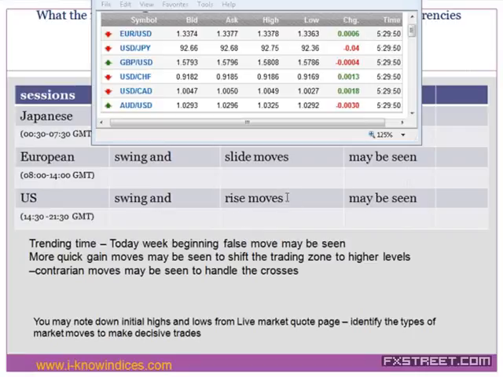See, the initial highs and lows are not used by me. They use it. So I am just disclosing it here. That's all.